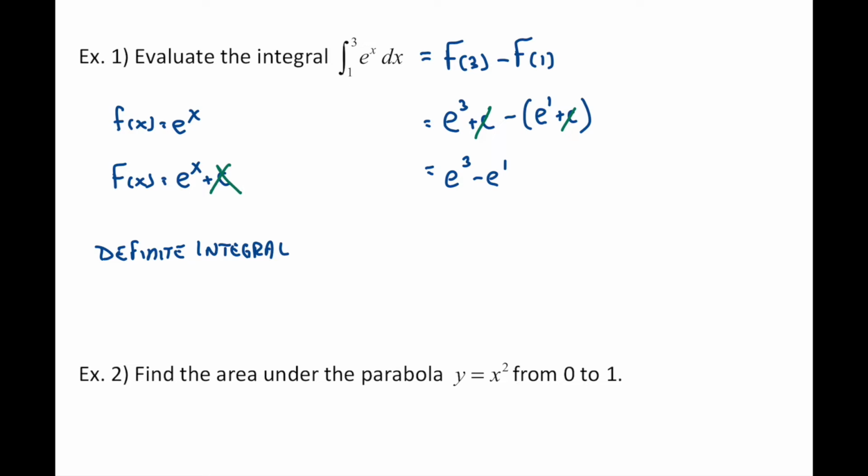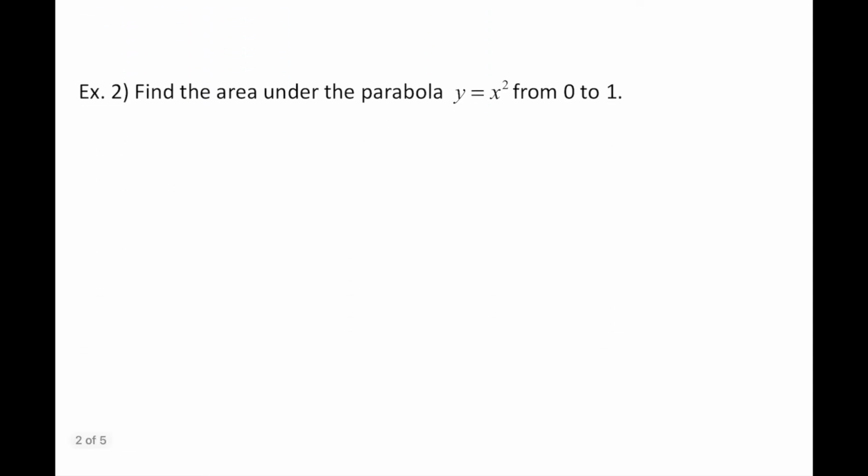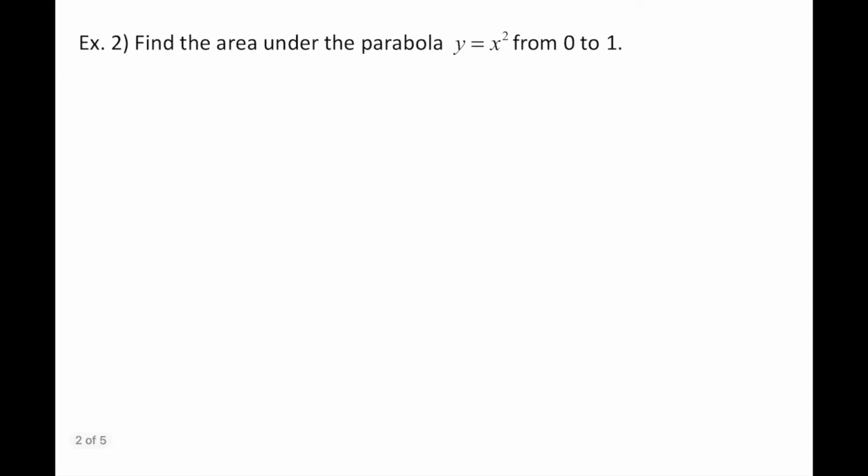Later on, we're going to have something called an indefinite integral, where we don't know how it's defined, so we need that constant. Like what we did, are actually exactly the same when we're looking at antiderivatives. Let's try another one. Find the area under the parabola y equals x squared from 0 to 1.